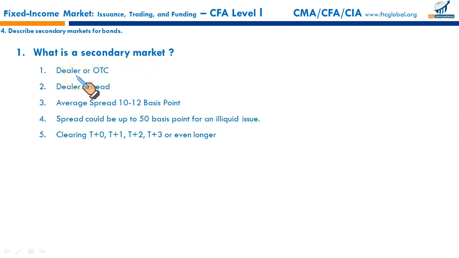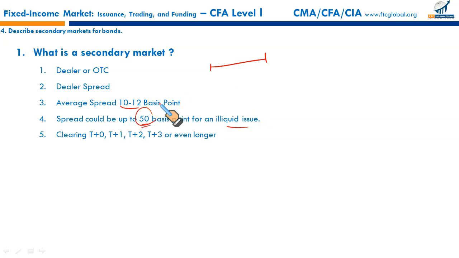The secondary market is a dealer-driven market, just like the primary market. Dealers will post bid and ask prices for the various bonds issued, and as I said, the difference between the dealer bid and ask price would represent the income for the dealer. The gap between the bid and ask for an average bond could be 10 to 12 basis points. That's for a liquid bond that has more transactions. But if the bond is relatively illiquid, the spread could be as high as 50 basis points, and of course, representing more gain for the dealer.